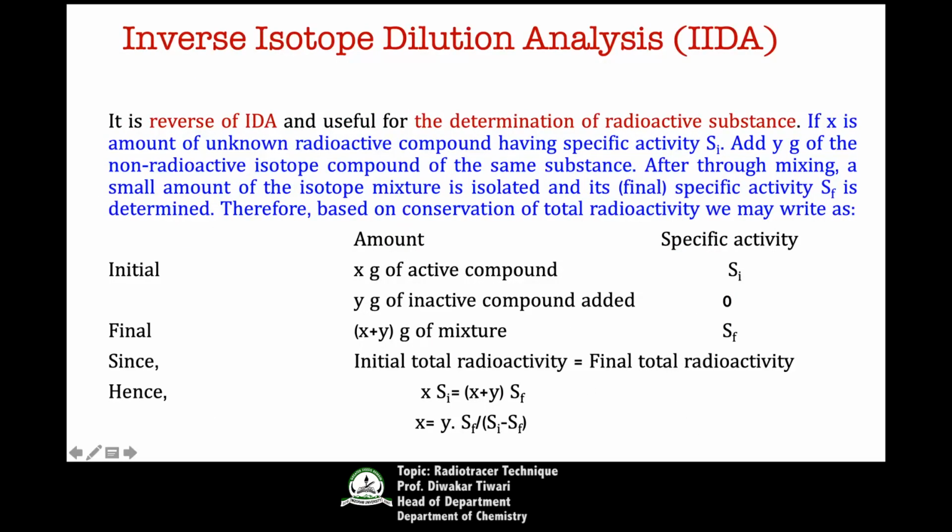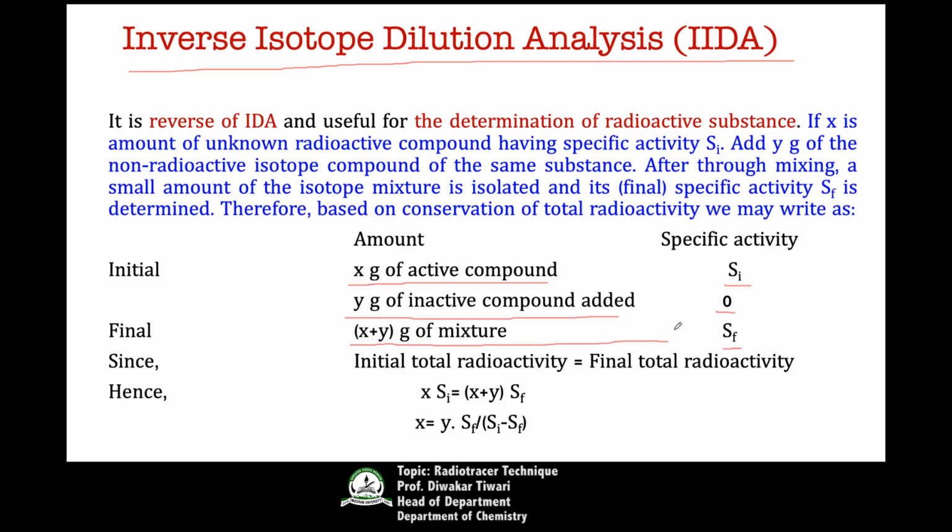Similarly, the inverse isotope dilution technique is simply the inverse of the isotope dilution analysis. Here, suppose we have X gram of active compound having specific radioactivity Si, and we want to know how much X is in that sample. So Y gram of the inactive compound is added, which has specific radioactivity equal to 0. The total amount in the mixture is now X plus Y gram. Suppose its specific radioactivity is SF.